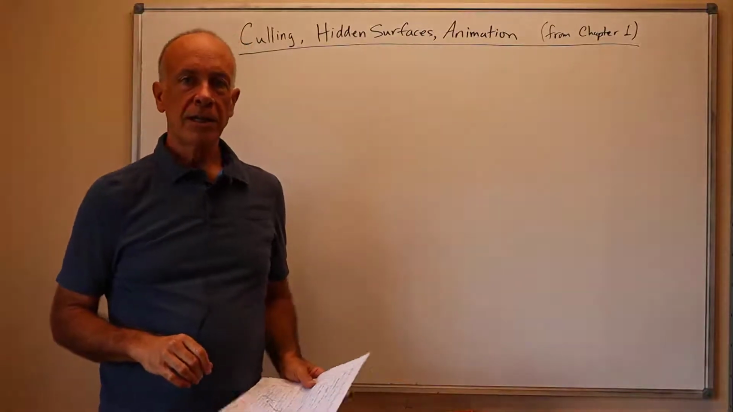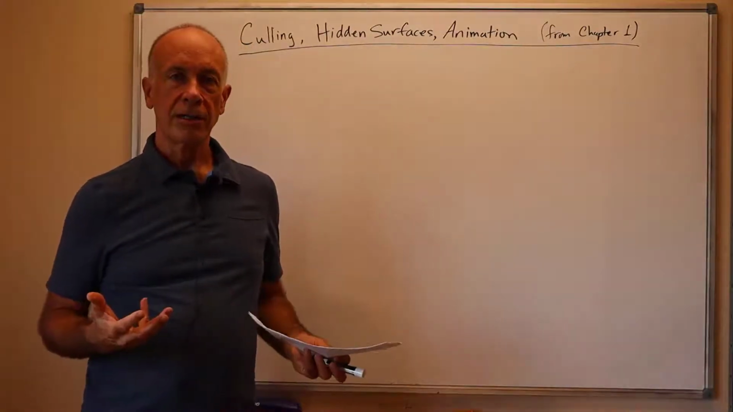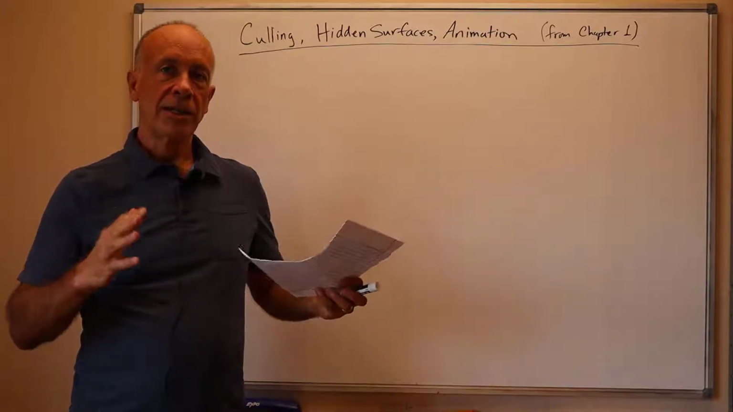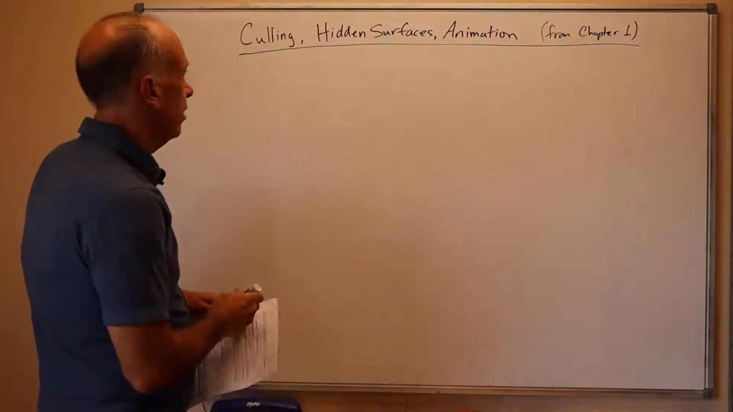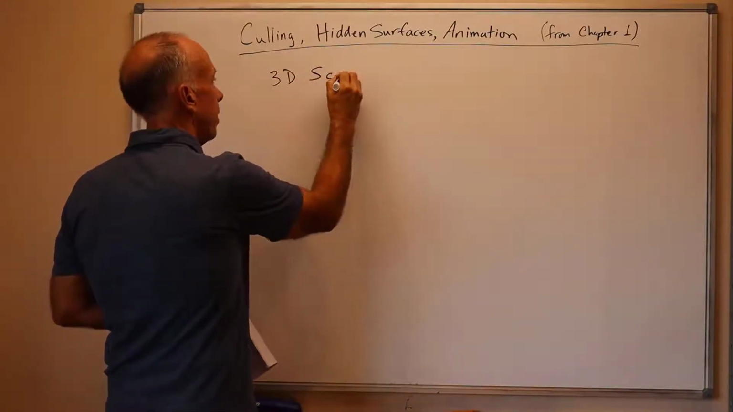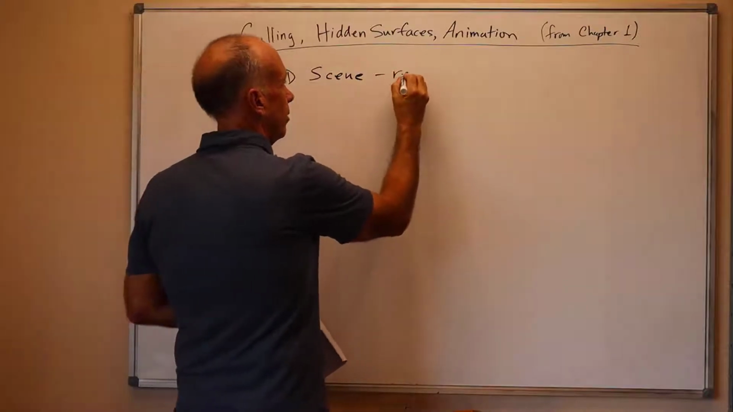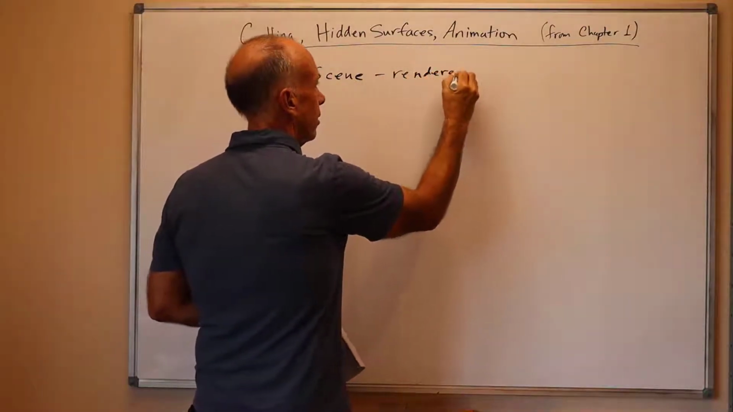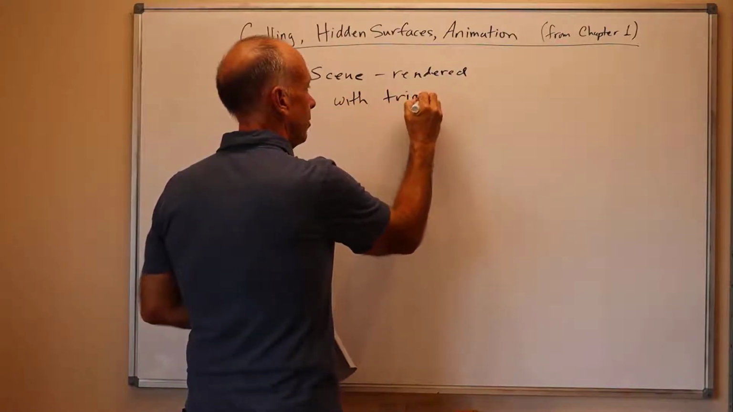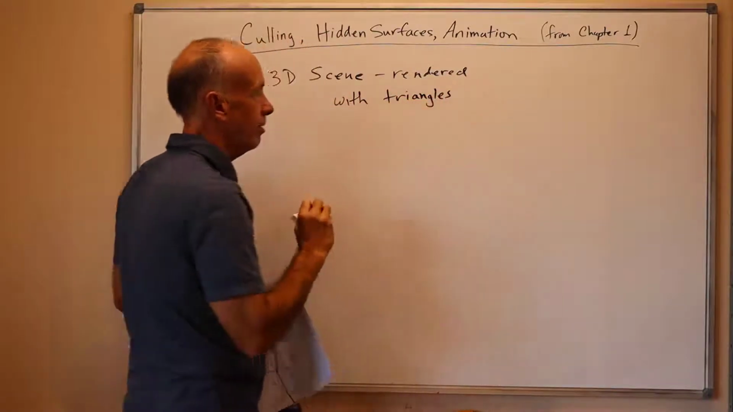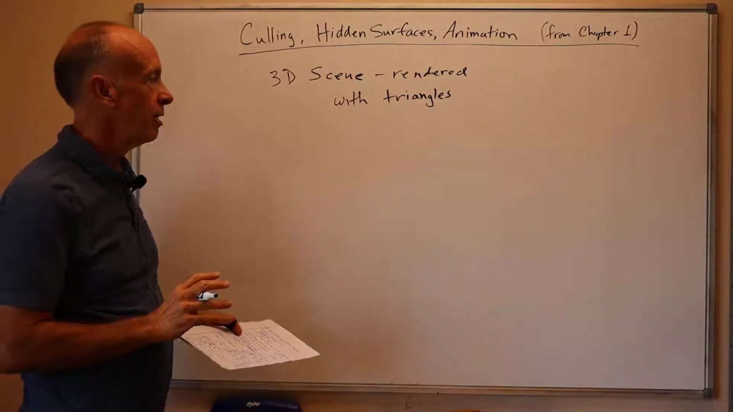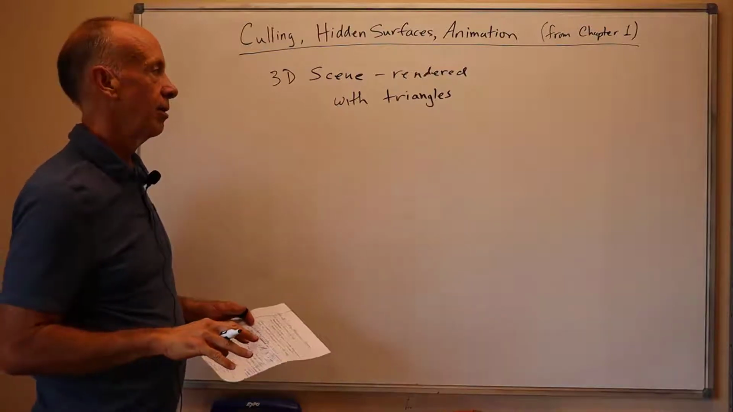Hello, in this presentation we'll talk some more about how triangles in a 3D image get mapped onto a rendered image on the screen. So in this setting here we've got a three-dimensional scene which is typically rendered as triangles. All shapes are typically going to be rendered with triangles, possibly with lines or points as well, but for solid objects we usually think of them as triangles.